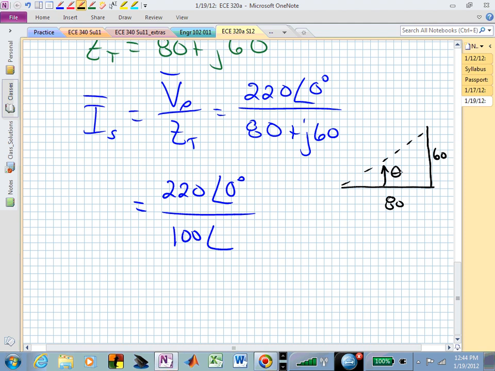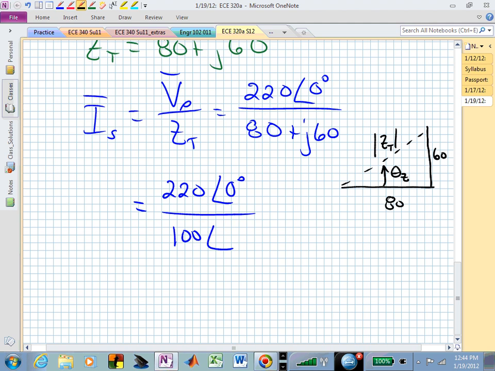And now I'm looking for that angle, which in this case is the angle of the impedance, and this is the length or the magnitude of that impedance. This gives me a feel for what I should expect my calculator to be spitting out at me. And I know that 60 is less than 80, and I better not be above 45 degrees when I compute my angle. And I better be bigger than maybe 5 degrees.